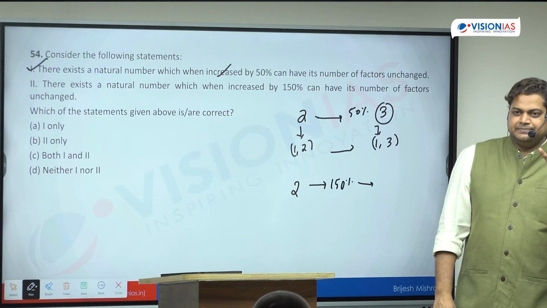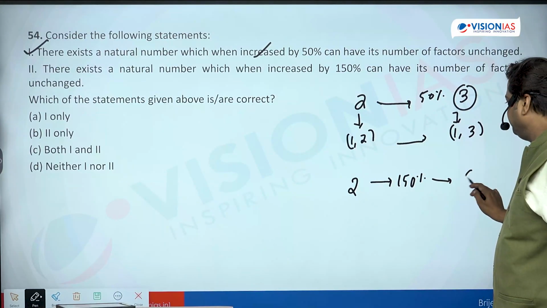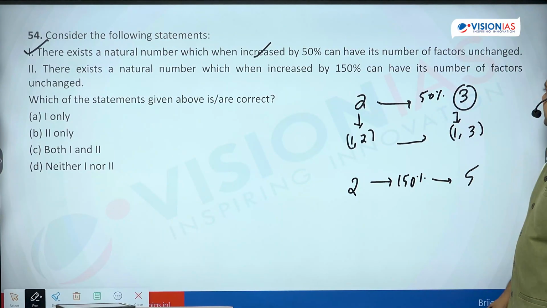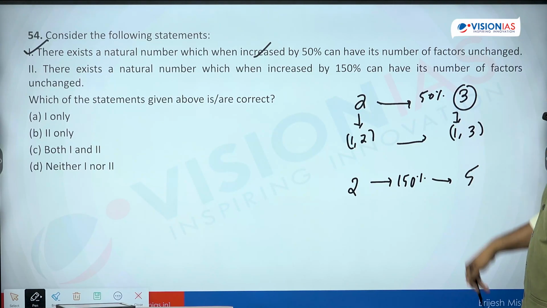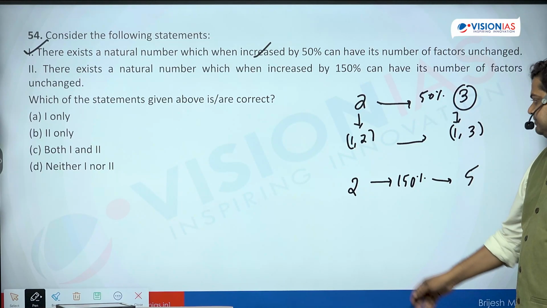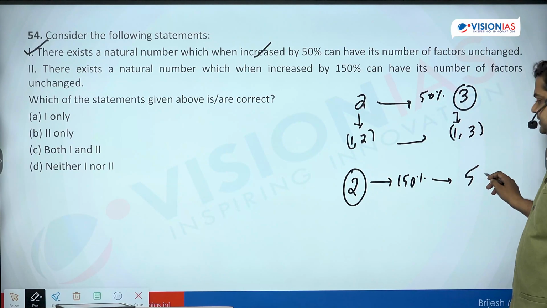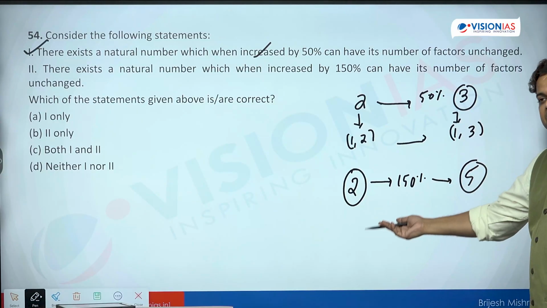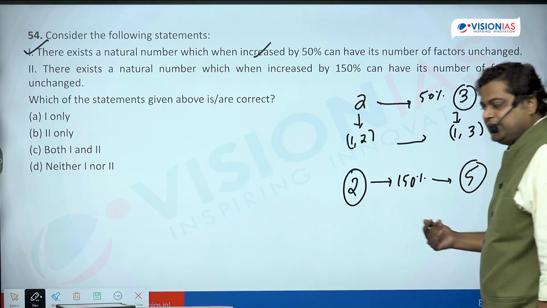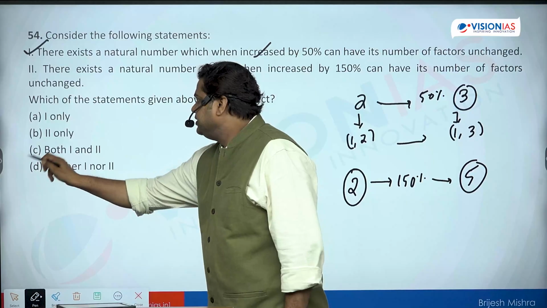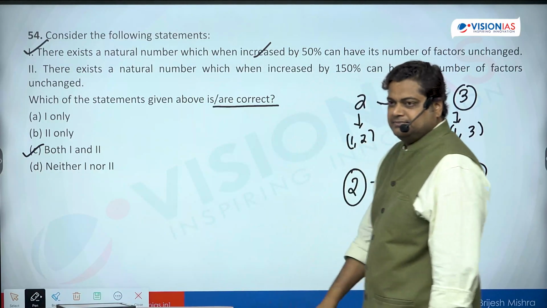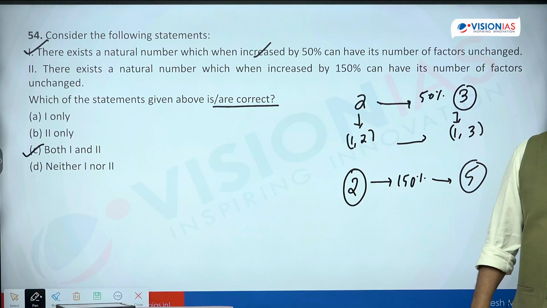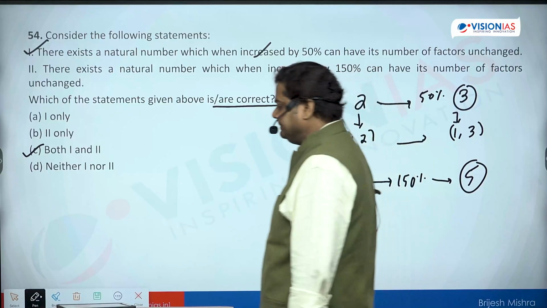150%, 3. So 2 plus 3, 5, can have its number of factors unchanged. 2 is also a prime number, 5 is also a prime number. Both are having 2 factors, number of factors unchanged. Both the statements are correct. Simple doable question. Next.